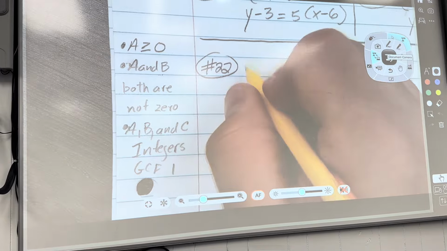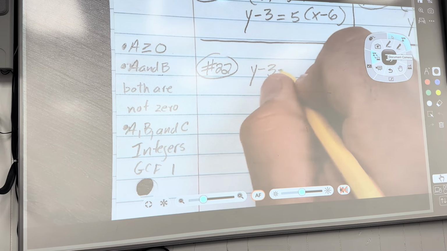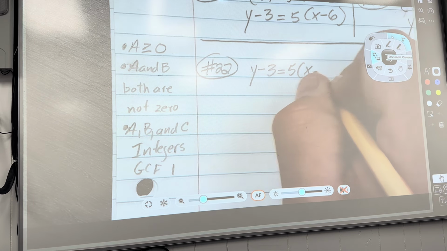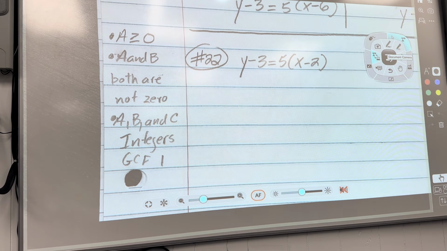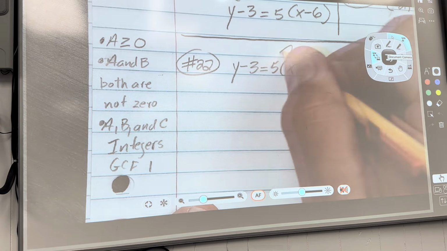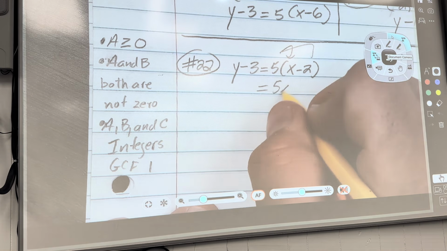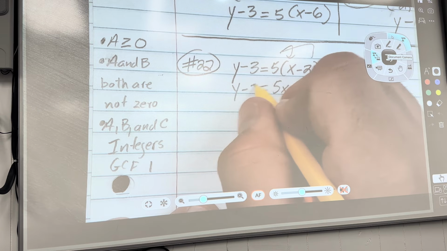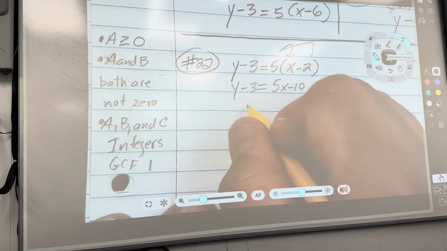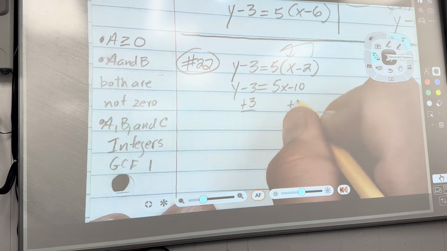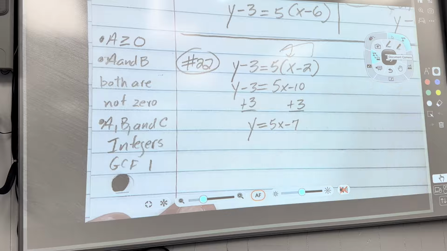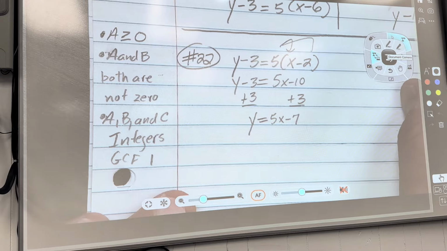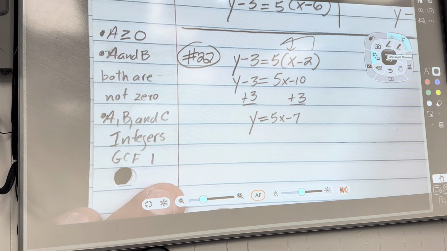So number 22, here we go. Y minus 3 equals 5 times (x minus 2). So here's my question. What form is that in? Yep, point-slope form. Okay, we're going to convert it to slope-intercept form by using the distributive property to eliminate the parentheses. We're then going to add 3 to both sides to isolate the variable y so that it's in slope-intercept form. Then we're going to move the x back over so that x and y are on the same side. Yes?